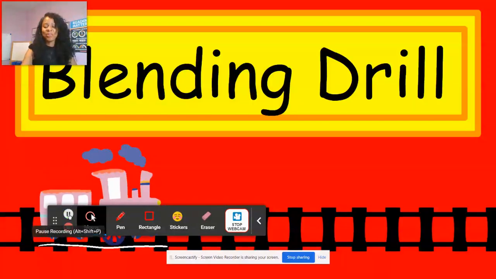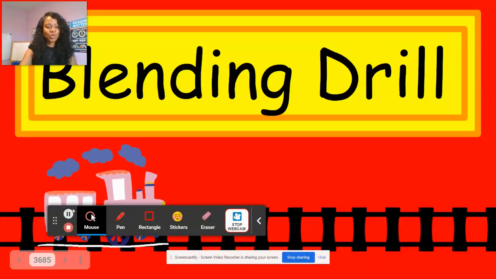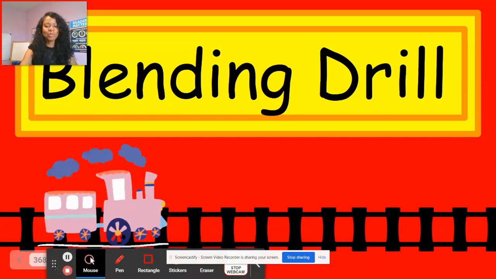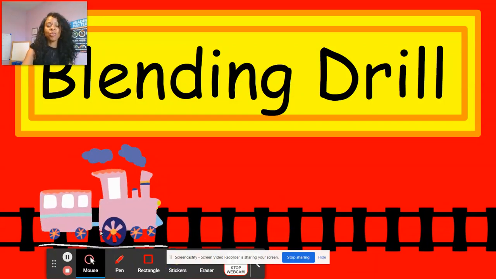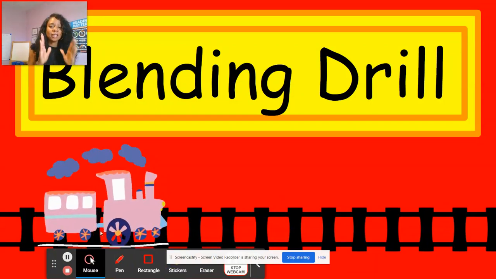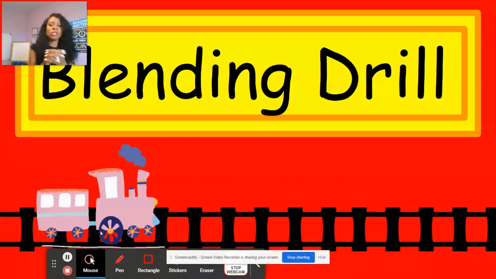All right, so now we're going to get ready to blend some sounds. Do you see my little choo-choo train here? Isn't that train so cool? So the choo-choo train, as you know, when you see it go under the letters, you're going to make the sound. This is how we read words. We look at the letter or letters and we think about what sound or sounds would those letters make when they're together. So let's get started.